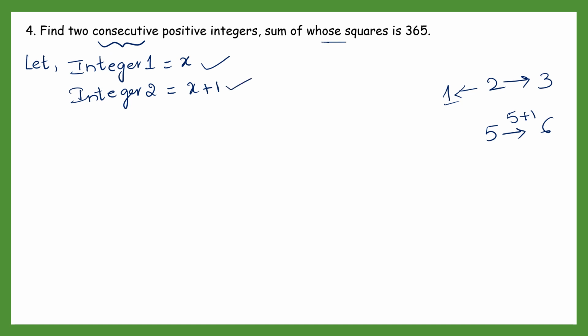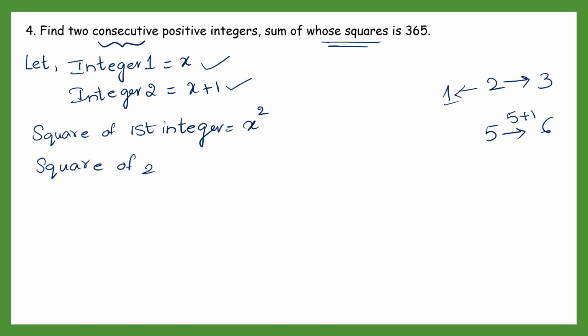Now they are telling sum of whose squares? Squares of integers they are telling. Square of first integer. First integer is x, its square will be x square. Next, square of second integer. What is the second integer? X plus 1. Its square means x plus 1 whole square. What is x plus 1 whole square? X square plus 2x plus 1.